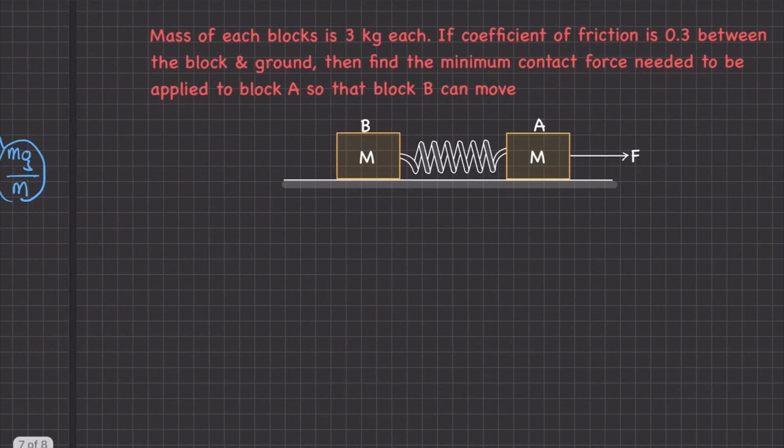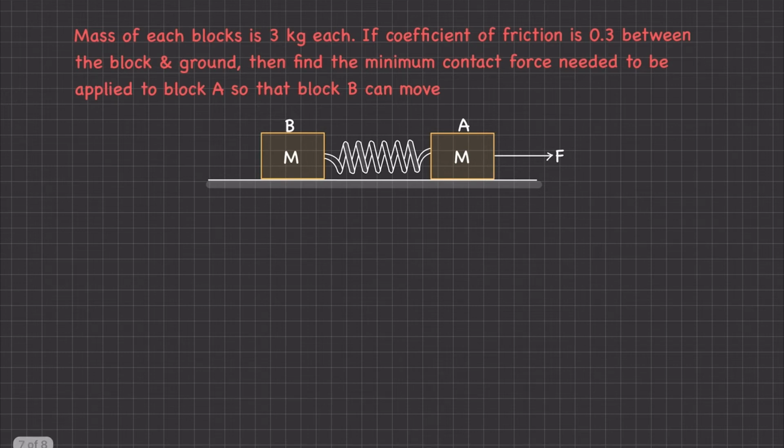Now let's go to the fourth one. Here, this will be a little bit tough. Let's see how. The question reads, mass of each block is 3 kg each. If the coefficient of friction is 0.3 between the block and the ground, then find the minimum constant force needed. Okay, here this is a mistake. This should be constant force. Minimum constant force needed.